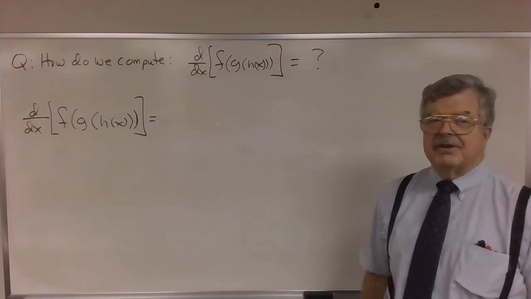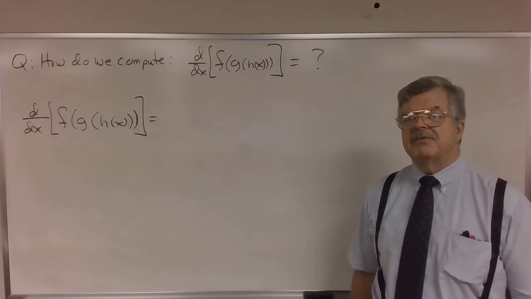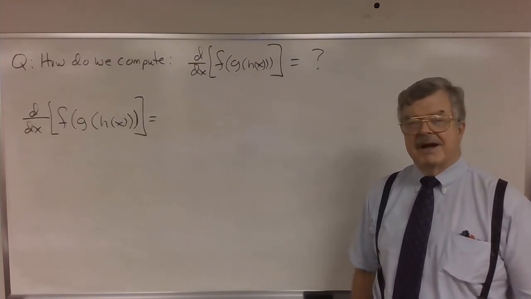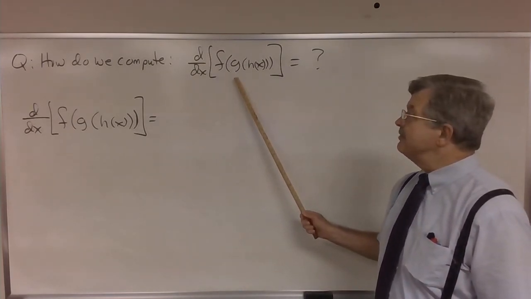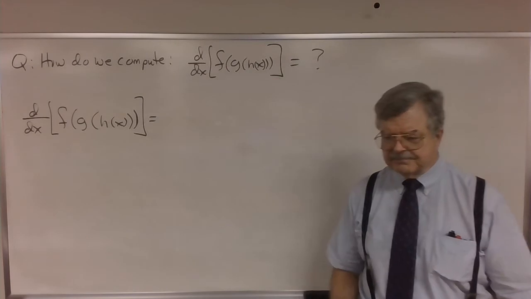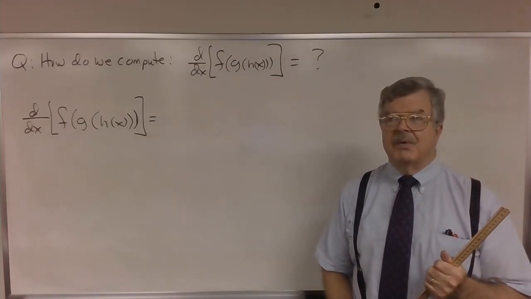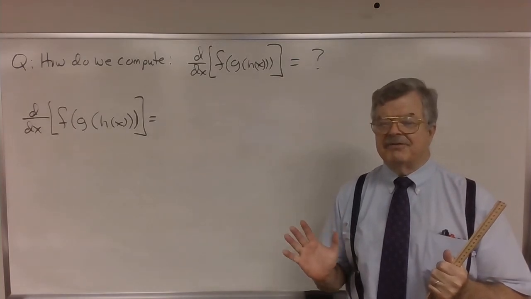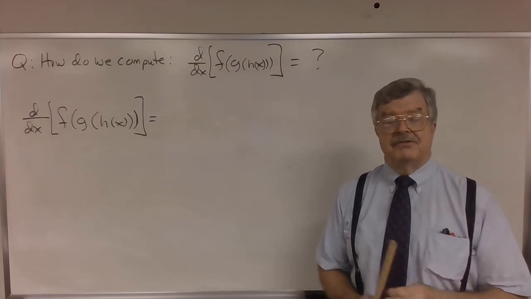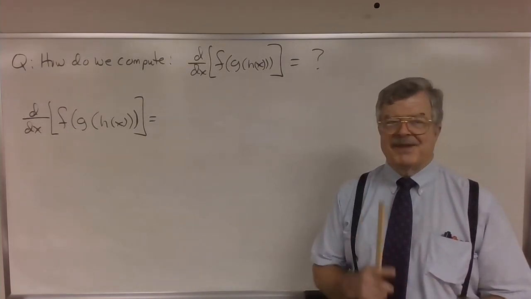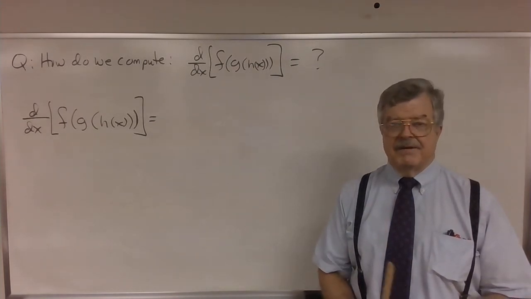We have a similar dilemma here. The chain rule only tells us how to compute the derivative of the composition of two functions. We have the composition of three functions here. So it looks like we're going to have to view this in a special way. Now remember what the chain rule says. The derivative of the outer, evaluated at the inner, times the derivative of the inner.